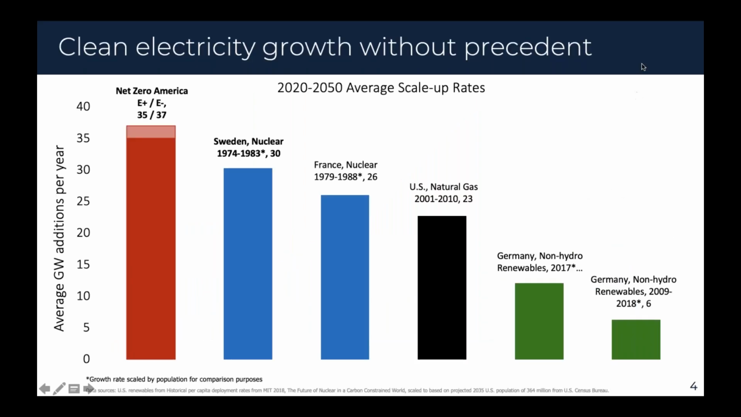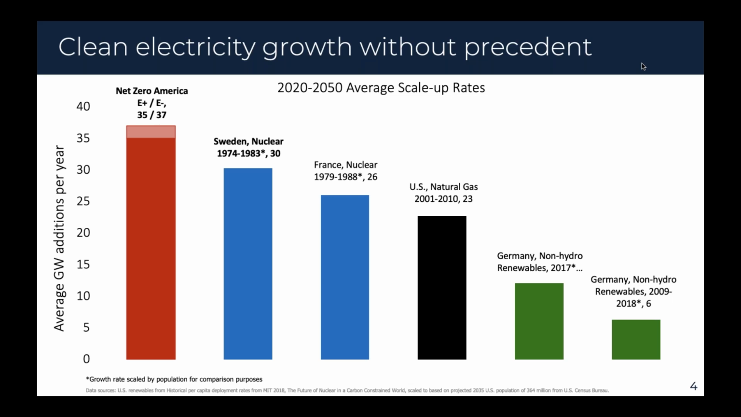If we look elsewhere for precedent, we can see that Germany, on a population adjusted basis, has been growing at about double the rate that we have in the United States for new renewables. So their average rate from 2009 to 2018 was 6 average gigawatts, and the maximum year was 12 average gigawatts.